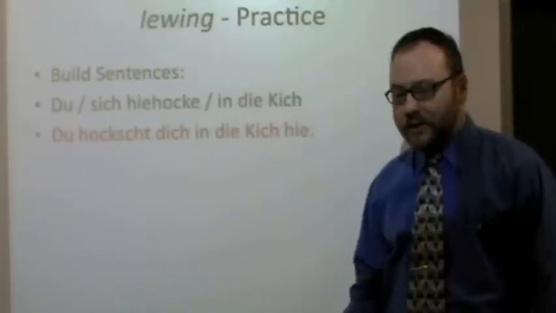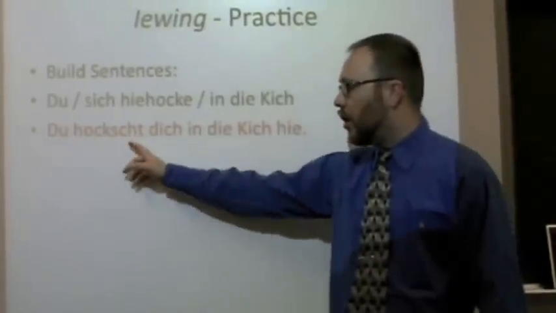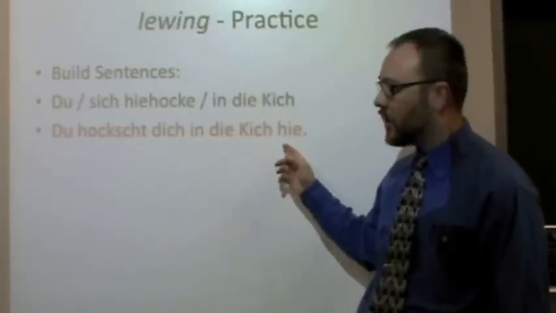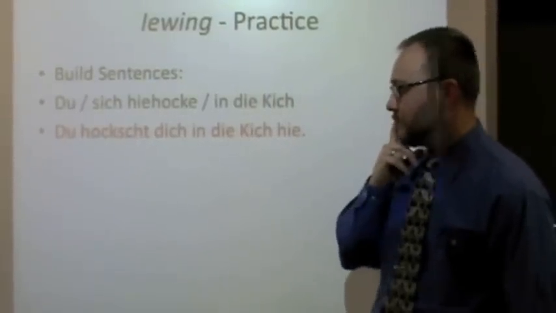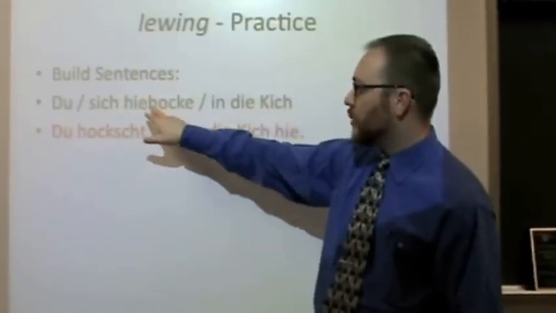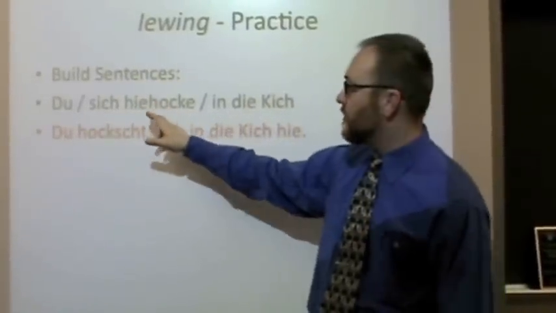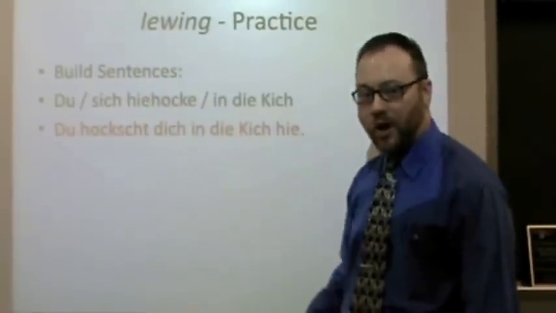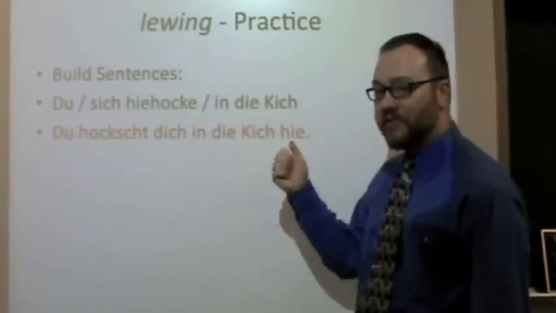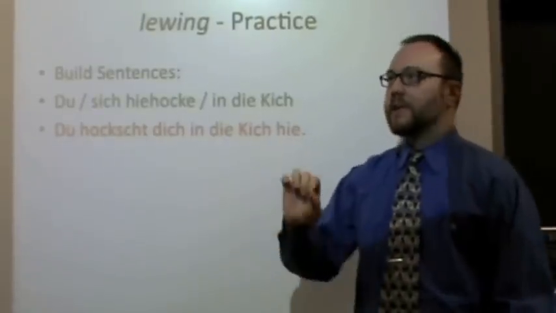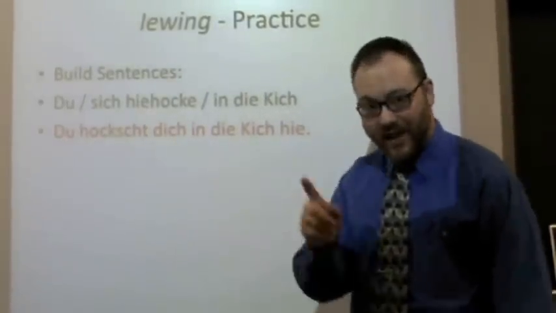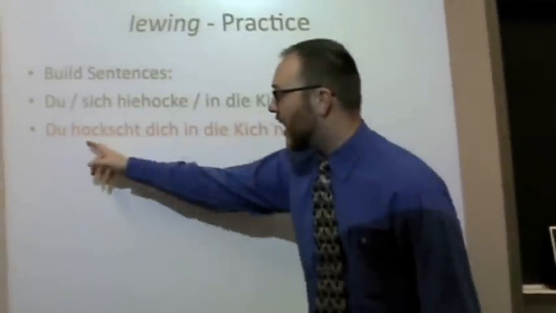If you did it correctly, du hockst dich in die Küche hi. Alright? Now, what's all going on here? Subject is du. We need our verb. But hopefully you remembered that this is a separable prefix verb. So the hi part comes off, goes all the way to the end. If you forgot that, it's a small mistake. Did you have dich? That's important. Did you have this word order?